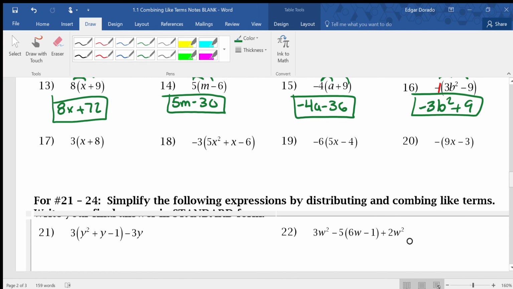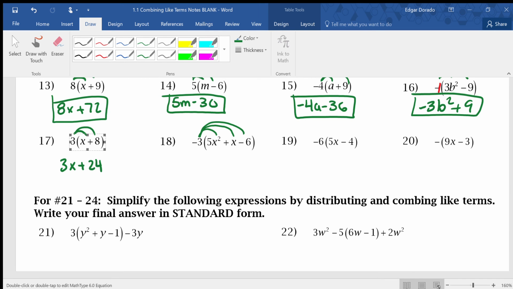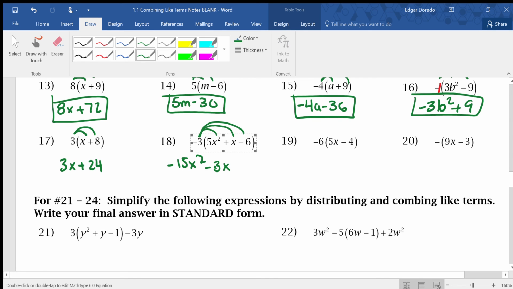All right, let's go ahead and take a look at these. So let's go ahead and distribute this out. So we have 3x plus 24. Let's distribute this. Now we're distributing it 3 times, which is okay. It's not any more difficult than it looks. So let's go ahead and multiply it out. So negative 3 times 5 is a negative 18x squared. Negative 3 times x is a negative 3x. Negative 3 times negative 6 is a positive 18.